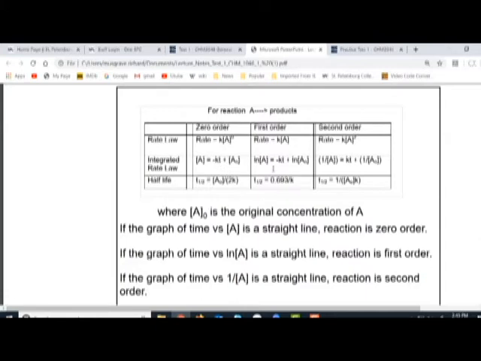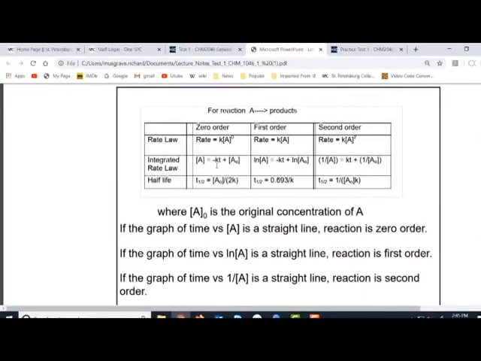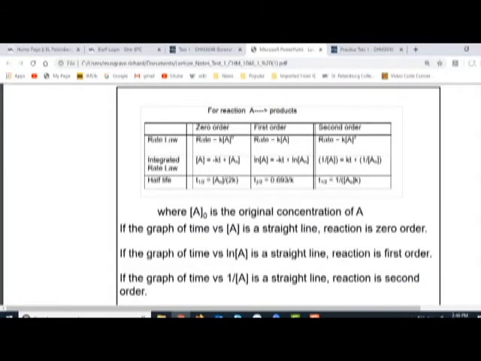You can see that in each instance here, the slope, which is m, would be negative k, or k. So what that means is, by finding the slope of the line, we'll be able to calculate either k or negative k, and that will allow us to, in turn, calculate k. So let's see what we need to do for this one here.